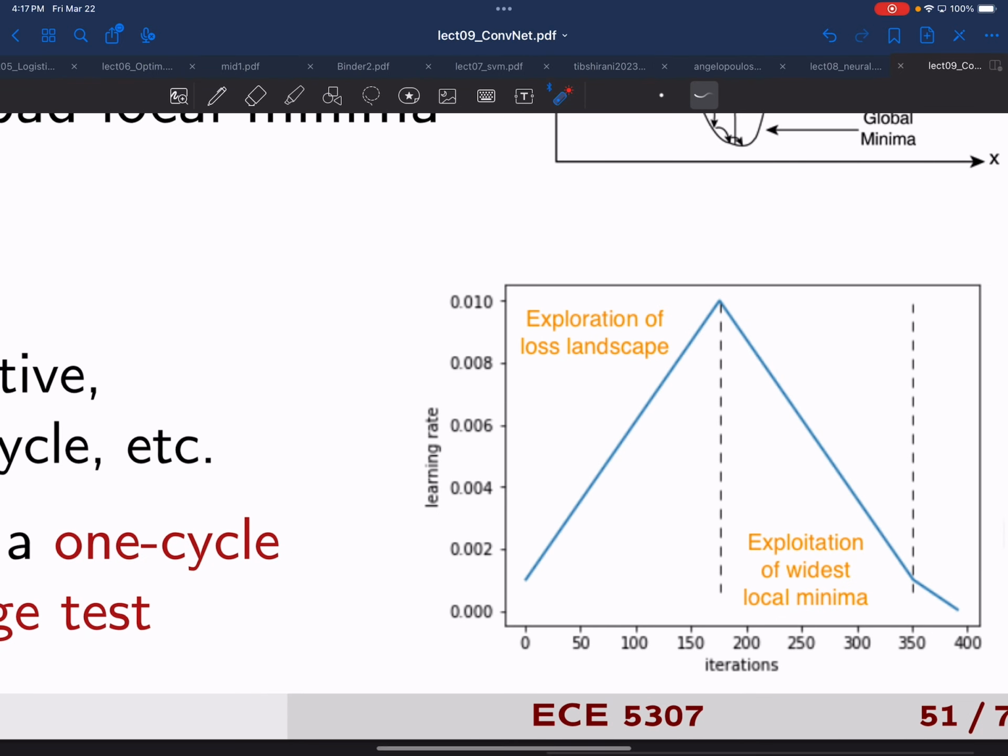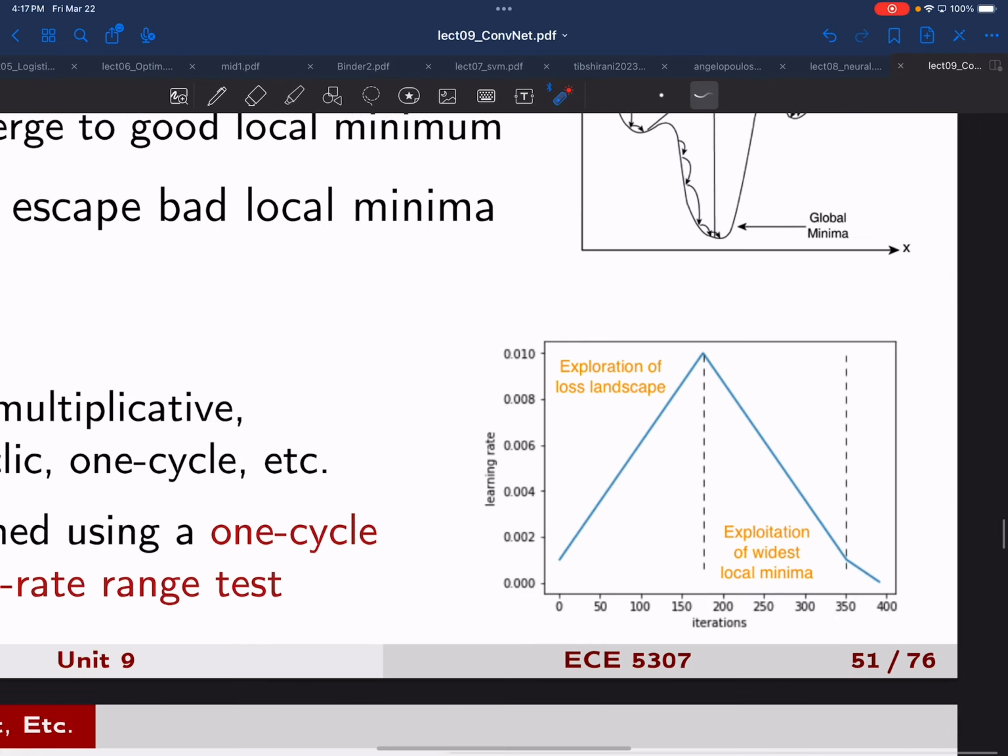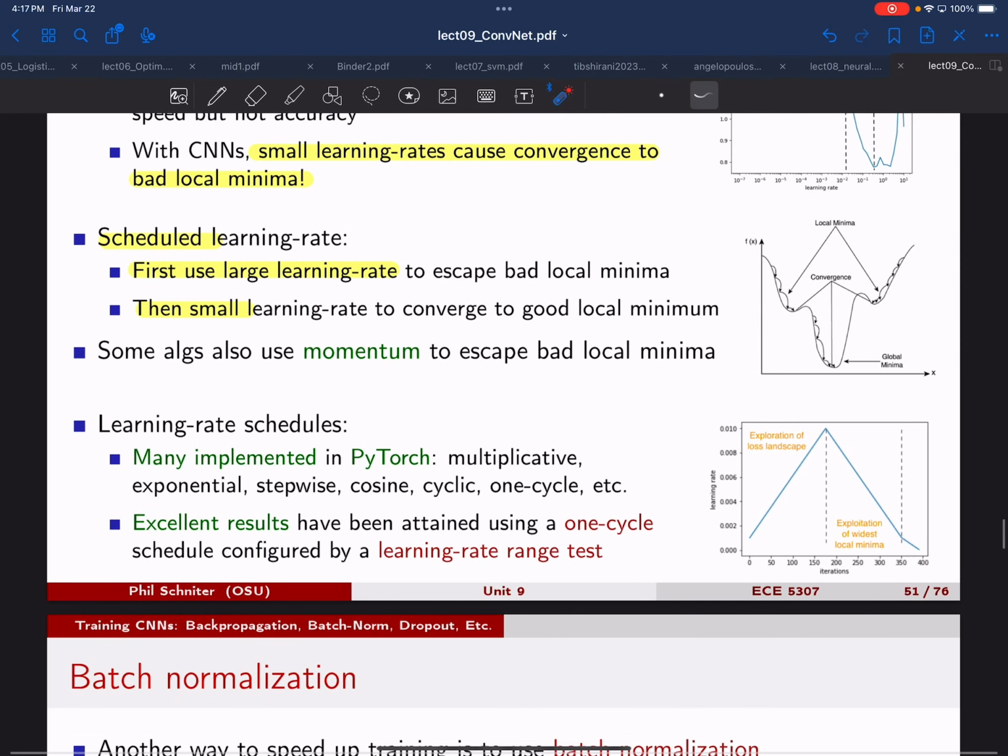With these multiple cycles, or even this one cycle learning rate, the maximum and minimum values here are things that you need to tune. And so there's a way of doing that using what's called the learning rate range test, which is also just sort of a generic way to quickly figure out a good learning rate for your problem.